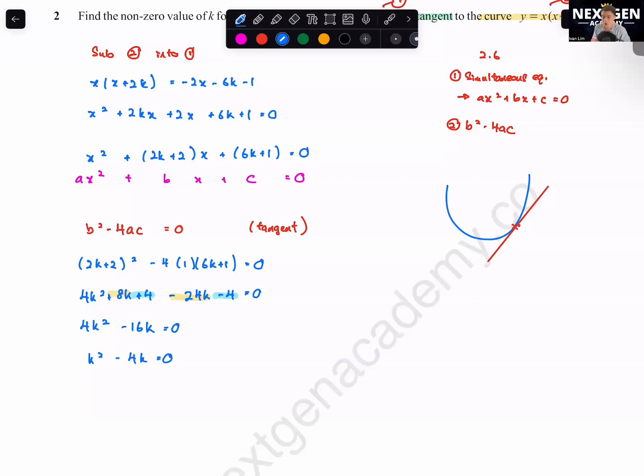For this type of question, be careful. By right, for the proper working, you cannot divide it by k. You have to remember this, whenever you do quadratic or cubic type of equation, don't go and divide by the x or the k, whatever variable that you have. The proper way is actually to do this. You factorize. You factorize this, then k minus 4.